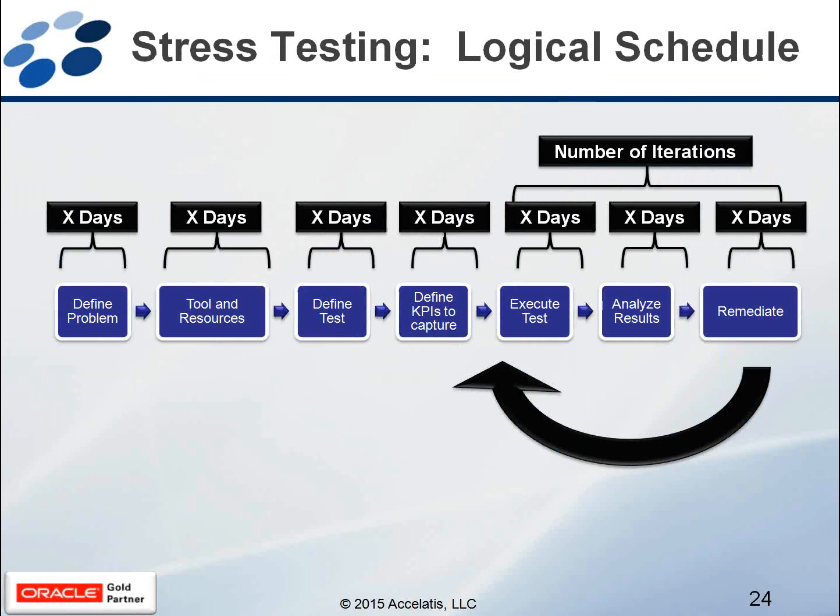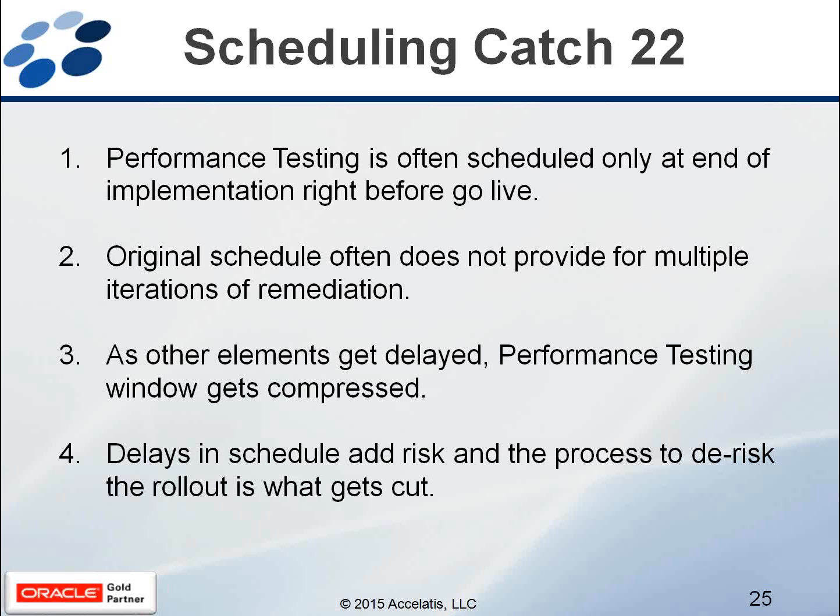Okay. Logically, the thing with a stress test is that you do all the preparation, and you really need to prepare for doing a number of iterations. So the idea of a stress test is to determine bottlenecks, but you need to provide time to fix the problem. So one of the big catch-22s is that performance testing is often scheduled only at the end, and the original schedule may not provide for multiple iterations to fix problems. And then as other things get delayed, performance testing often gets squished and compressed.